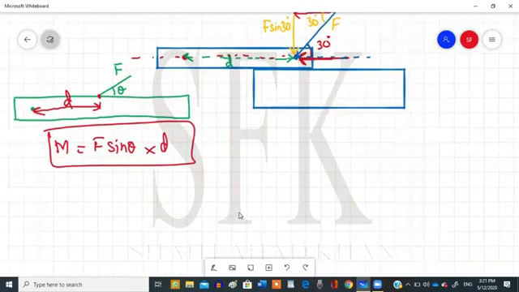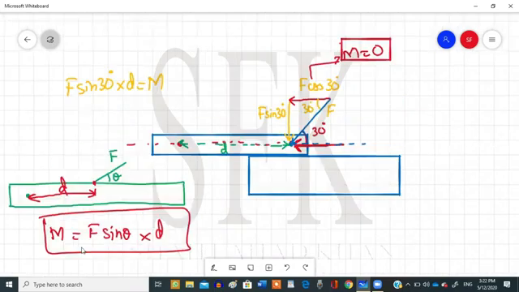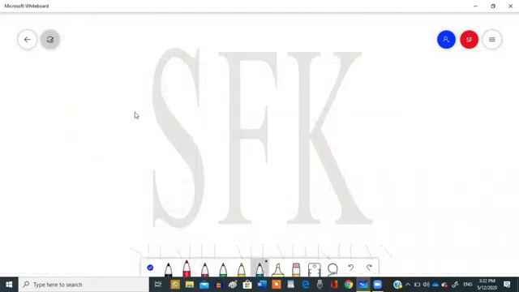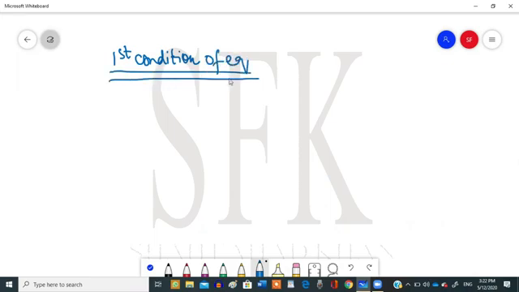Now, moving forward, we've discussed the second condition of equilibrium. Now discussing the first condition of equilibrium. The first condition of equilibrium is also not new. It is with respect to forces.